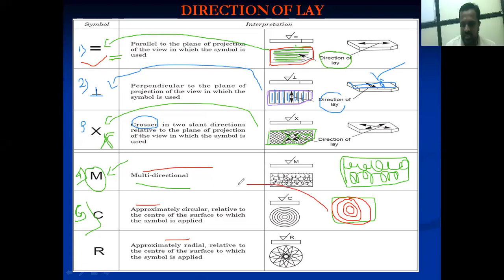Okay, in such a condition we have to show such a type of direction of lay by just drawing the C letter. Okay, and last is the radial. See, this is the picture or pattern of irregularities. Such a pattern of that irregularity is called radial. And how to show the radial? Just draw the R letter. It shows the radial direction. Okay, these are called the basic directions of the lay.